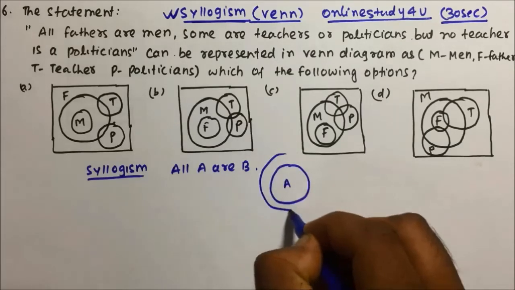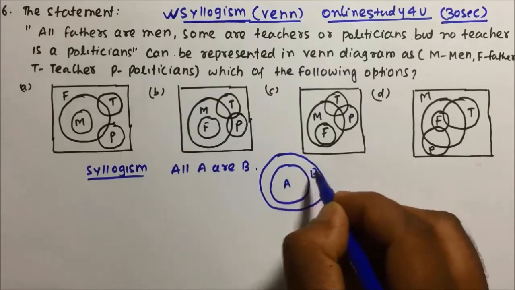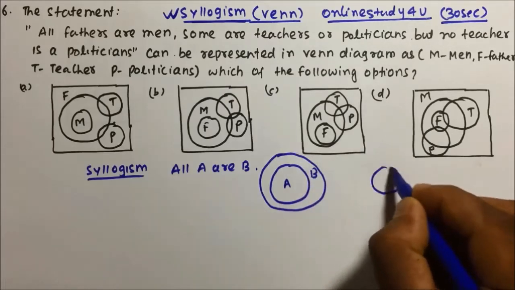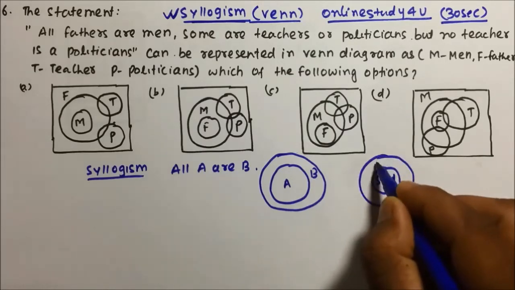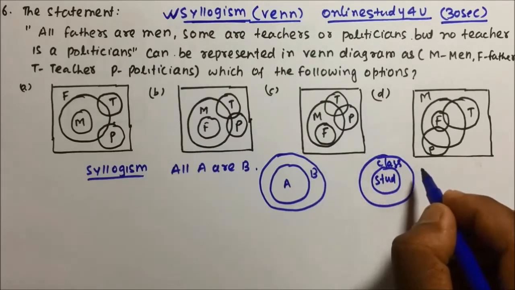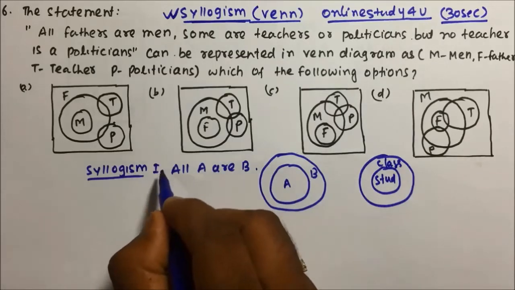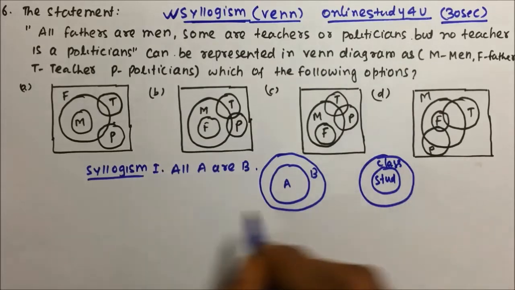See, all A are inside B, so all A will be inside B. If I say all students are inside the class, then you will make all students, and all students will be inside the class, right? Okay, so this is the first concept which I wanted to discuss as part of the syllogism using the Venn diagram.